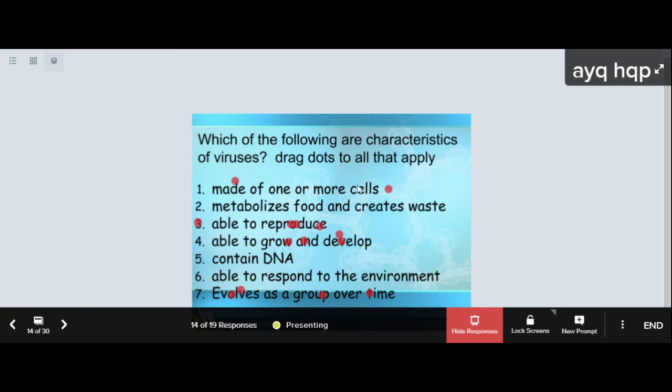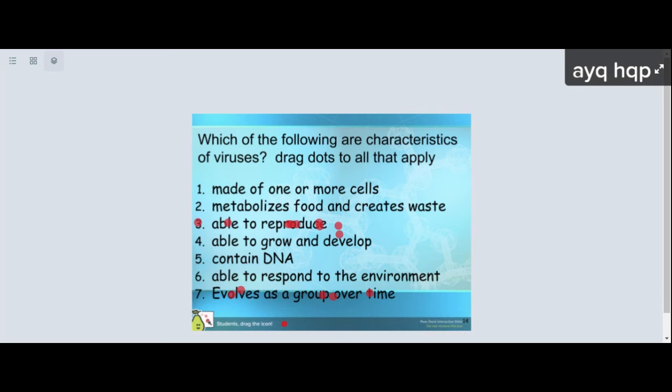Definitely not made of cells. That's not right. Move away from there. Metabolizes food? Definitely not. It can't do that. Able to grow? Nope. Viruses cannot grow. They cannot develop. They're protein coats with genetic material in them. So able to reproduce, contains DNA, and evolves as a group. Those three. That's the reason why we do not consider viruses to be living, because they don't check all the boxes you need for life.